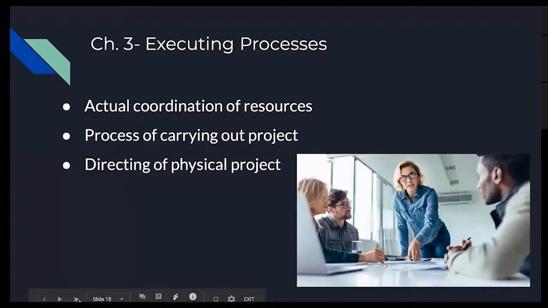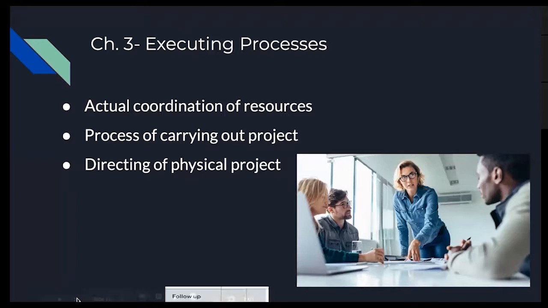This is where we're going to be physically, tangibly doing what we're trying to do. Obviously, this is where things start to actually move. This is where everything starts to actually be coordinated and allocated. Whereas the planning process is, again, pen and paper, trying to figure things out, executing is actually physically getting it done.